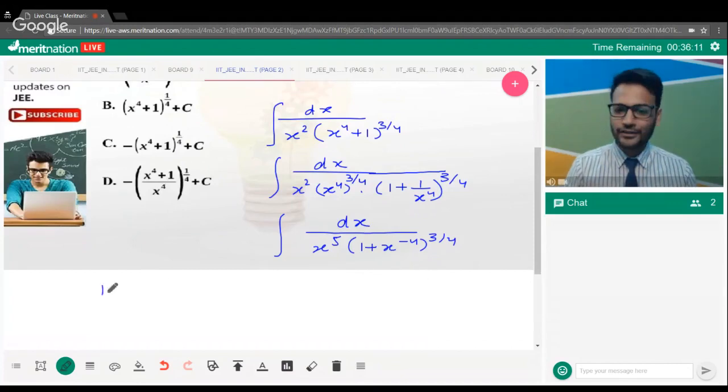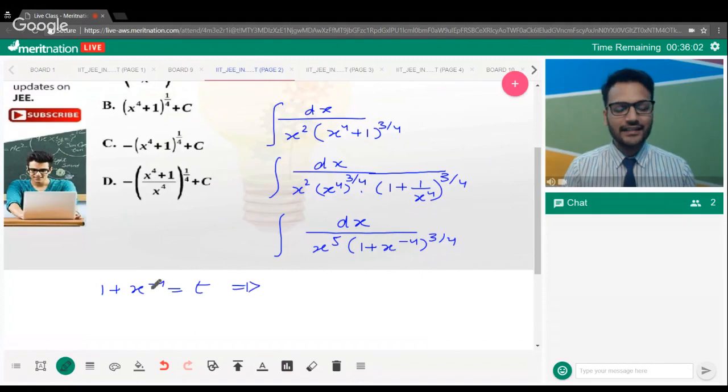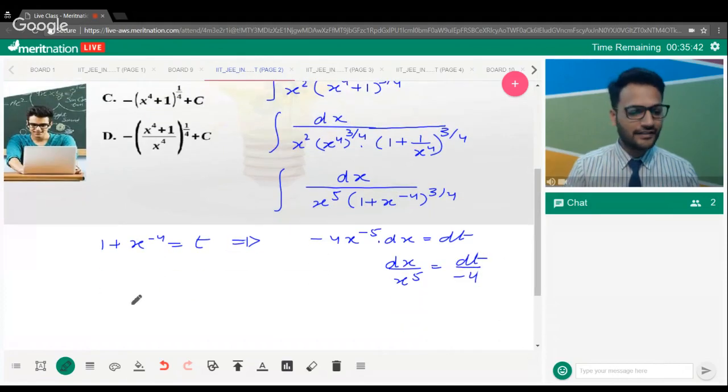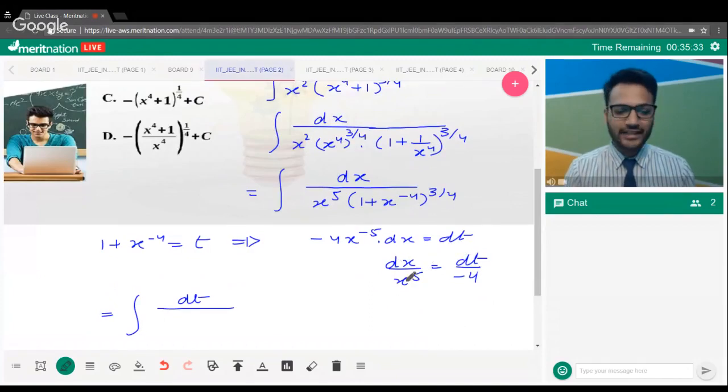So over here, what will we do? We'll assume this to be t. Very good, Sachin. I hope that is correct. And then I'll differentiate it to remove this dx and put dt over there. So we'll get minus 4x to the power minus 4 minus 1, which is minus 5, dt. So dx upon x to the power 5 can be replaced by dt upon minus 4. So it's like dt upon minus 4.